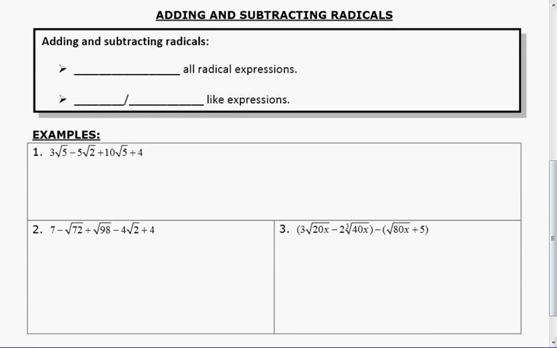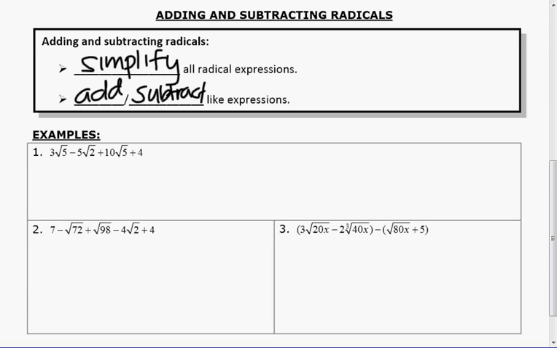So we're going to start with adding and subtracting radicals. There are two major steps. You're going to first simplify all radical expressions. That's all the stuff that you learned last video where you simplified. And then after you simplified everything, you're going to add or subtract like expressions, whatever they tell you to do. If you're still not sure how to simplify, you should go back to the day 2 video and brush up on that. Otherwise, we're going to keep going.